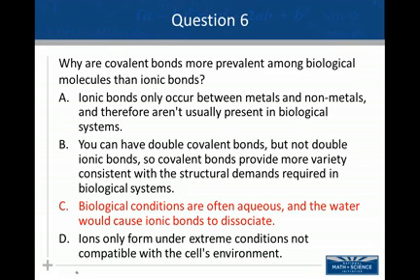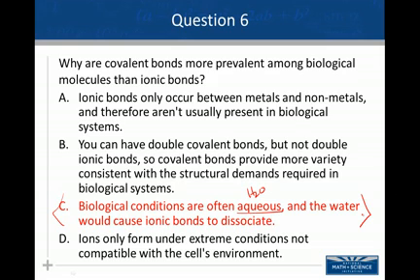Welcome back. Why are covalent bonds more prevalent among biological molecules? Because biological conditions are often aqueous. That's your good buddy water. And the water would cause ionic bonds to dissociate. So I can't have a structural molecule that's going to become a bone or something significant, a wing, whatever, and have it fall apart in water. The whole organism would fall apart in the rain. That would be disastrous. So there is our answer, but let's visit why the others are wrong.